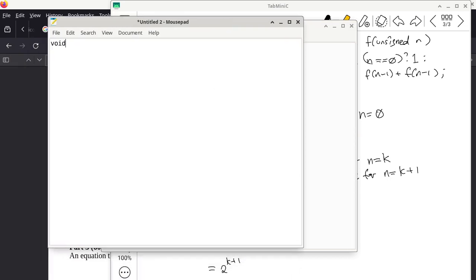So the Tower of Hanoi looks like this. You have three poles, okay? I'm just going to use left, mid, right. And then you also have n, which is unsigned because it's a natural number. Okay. So in a Tower of Hanoi problem, what is the base case? When can you say, oh, I know exactly how to do this?